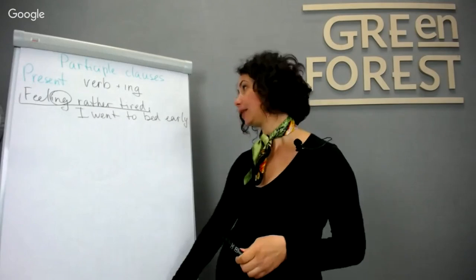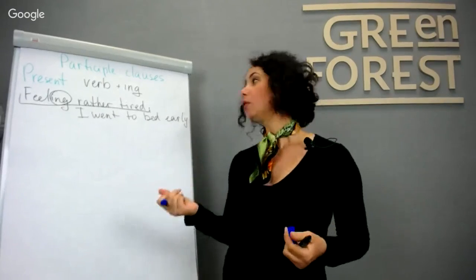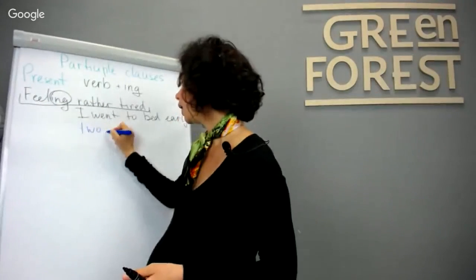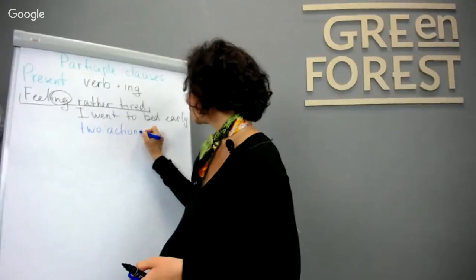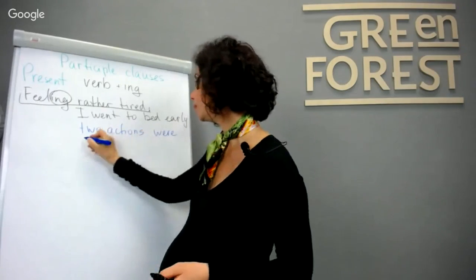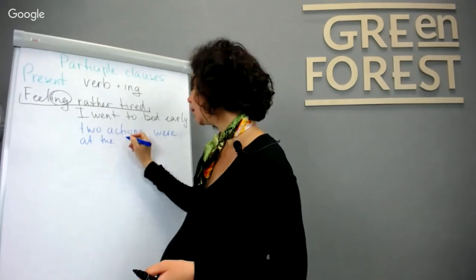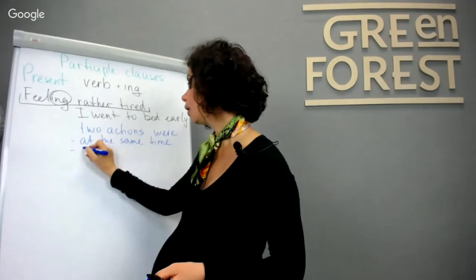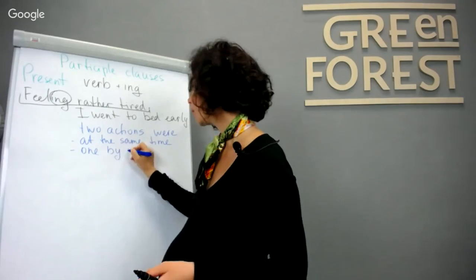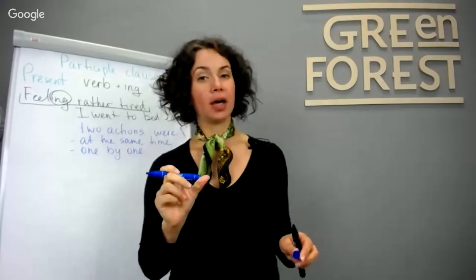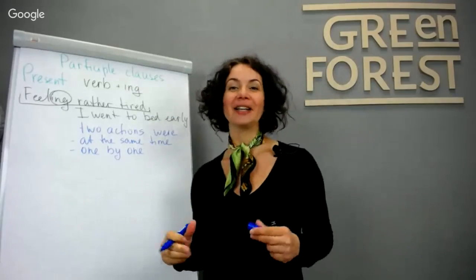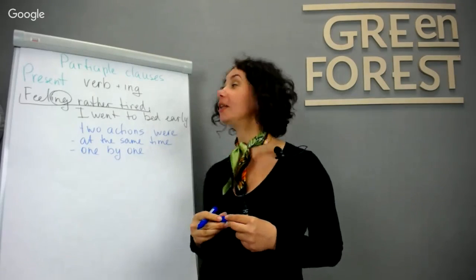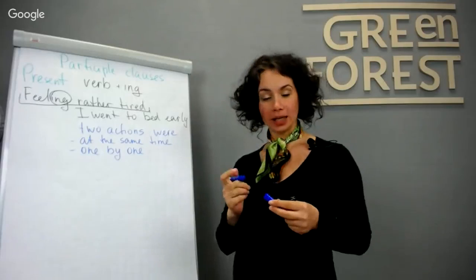How do we use a present participle clause? We use a present participle clause when our two actions, feeling and went, were at the same time, or they happened one by one, but with a very short period of time. It's not like there was a one year difference. No, it's just like it happened really very quickly, one by one. And in this case, we can use a present participle clause too.